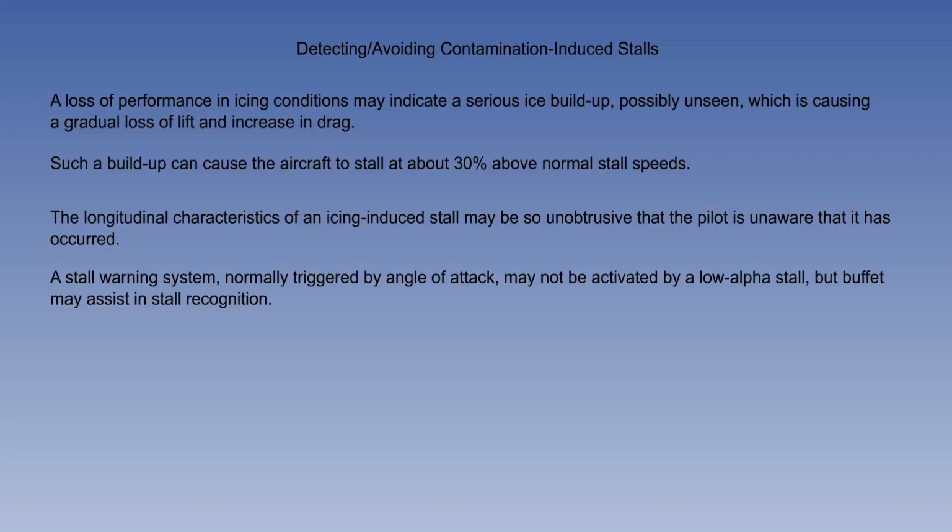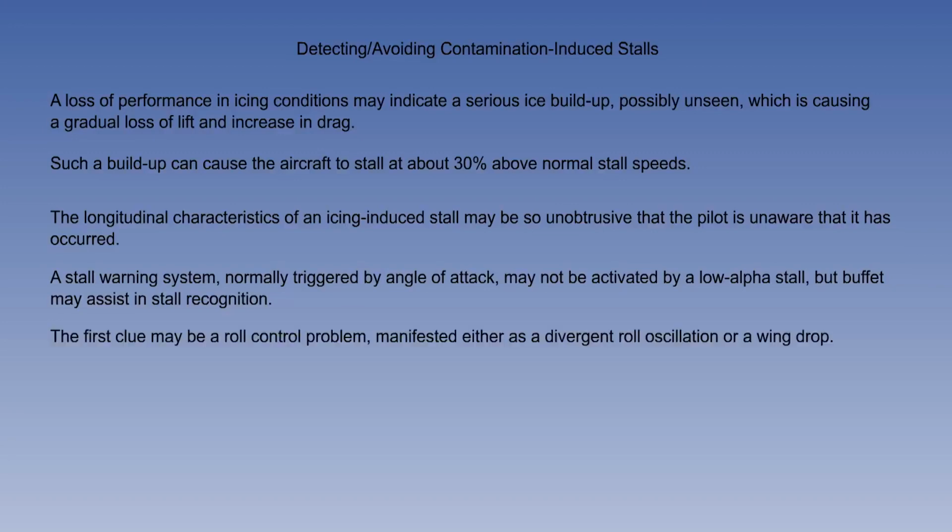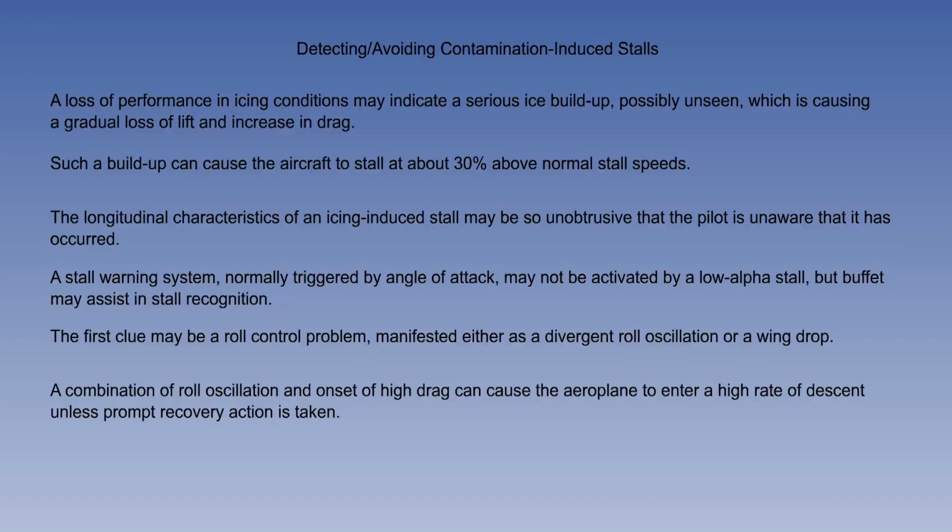A stall warning system, normally triggered by angle of attack, may not be activated by a low alpha stall, but buffet may assist in stall recognition. The first clue may be a roll control problem, manifested either as a divergent roll oscillation or a wing drop. A combination of roll oscillation and onset of high drag can cause the aeroplane to enter a high rate of descent unless prompt recovery action is taken.